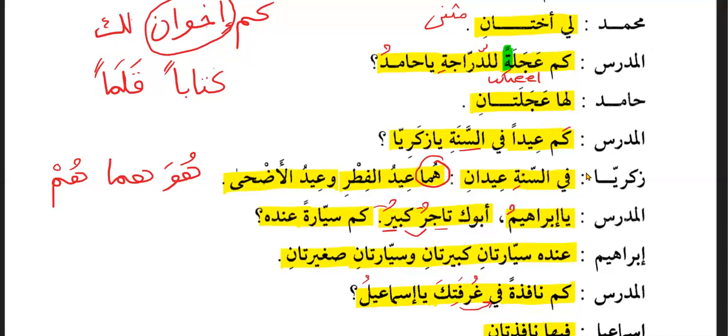كم سيارة عنده. So your father is a, how do we translate تاجر كبير? Big businessman. He's a big businessman. كم سيارة عنده. How many cars does he have? So here, clearly see, we say عند and not له. كم سيارة عنده. We can't say كم سيارة له. How many cars does he have? عنده سيارتان, سيارتان كبيرتان. So منعوت and نعت, and وسيارتان صغيرتان, منعوت ونعت.